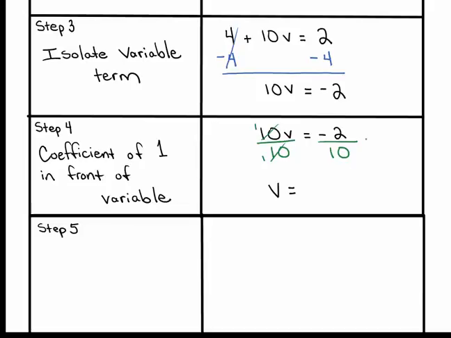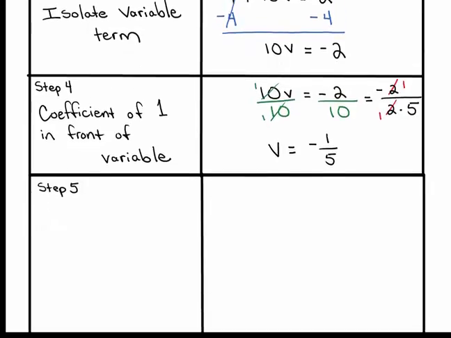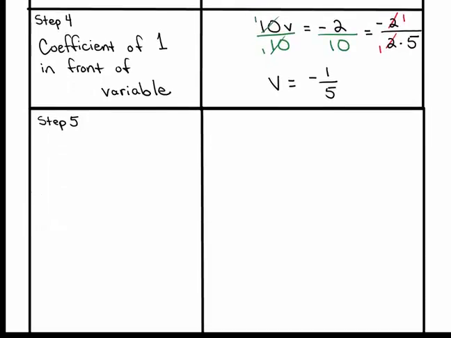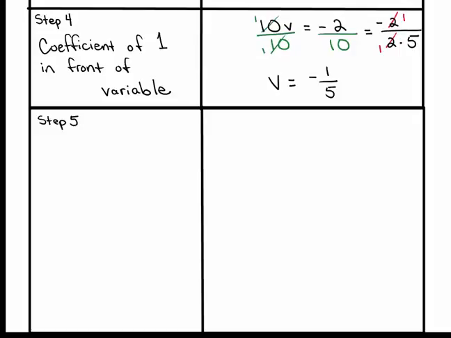I could just write v equals, and negative 2/10, I can reduce that. There is a common factor of 2 in the numerator and denominator, which will cancel out, and I'll just be left with a negative 1/5. So this will be my final answer. Now, before I can determine that this is my final answer, I need to check it.